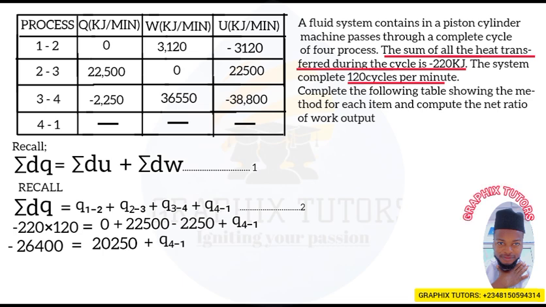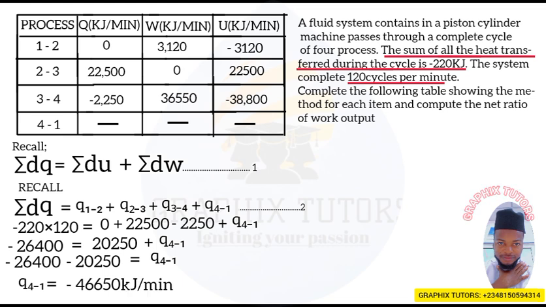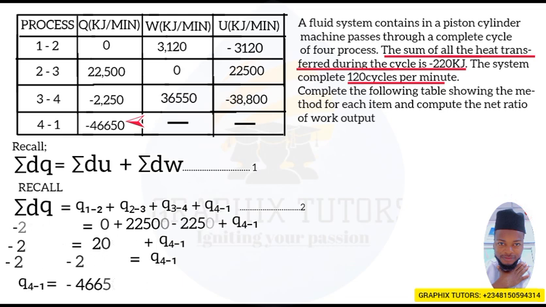Now, if I take the 20,250 to the left-hand side, it will become negative. So I'll be having negative 26,400 negative 20,250 equals to Q4 to 1. Now, when you do the needful, we'll be having minus 46,650 kilojoule per minute. That is our what? The heat transferred from state 4 to 1. That is process 4 to 1. So it is a what? This is heat rejected. Is that taken? Now also recall. So put in the table here, add that 4 to 1, so that we'll place there negative 46,650.